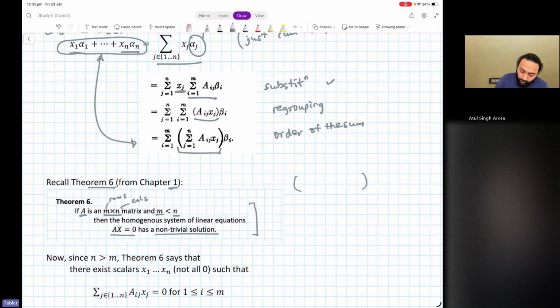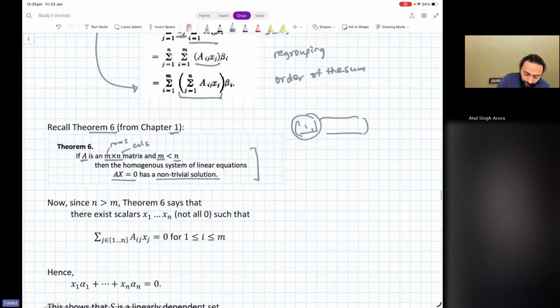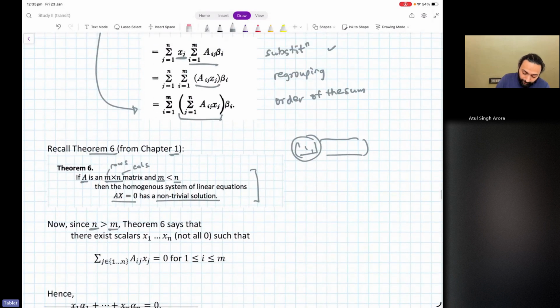So this is sort of like a longer matrix, right? The number of columns is higher, so you can always embed the row echelon form, and then the rest can be whatever, doesn't matter. So this part allows you to invert it. Now, since little n is strictly greater than capital M, theorem 6 says that there exist scalars, which are not all zeros, such that this equation will be zero.